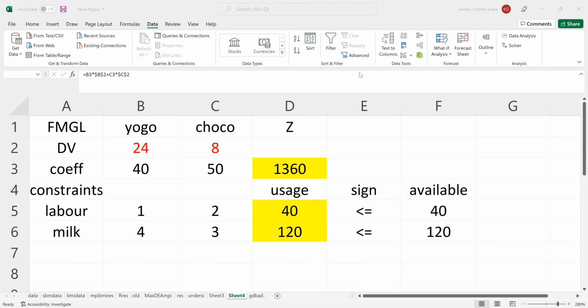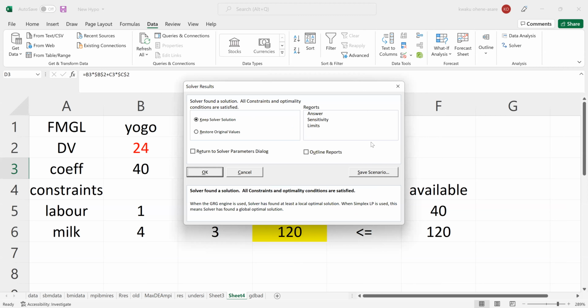Now, normally Excel is supposed to show you something. I don't know why it didn't show. So let's see. There you go. This pop-up must come, and it's an important pop-up. It says: Solver found a solution. All constraints and optimality conditions are satisfied.